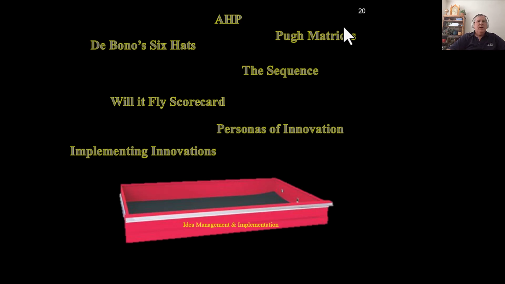Edward de Bono's Six Hats is more about group dynamics and working, but I lump it into this back drawer for convenience. Metzger's sequence, ODE as Ken would say. The Will It Fly scorecard, which asks the business question, not just the technical readiness question. Is your idea going to fly?